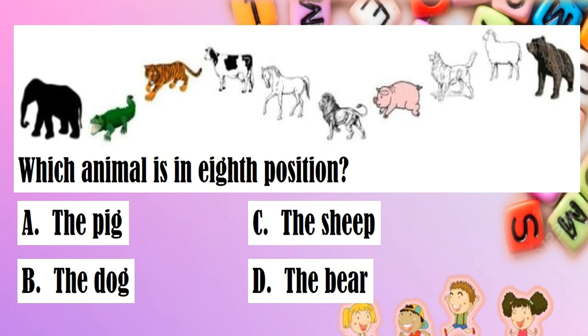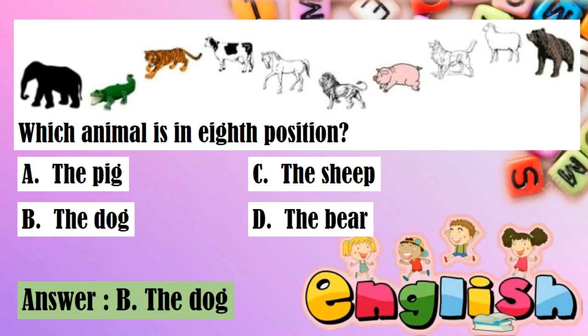Look at some animals, students. And the question is, which animal is in this position? A. The pig, B. The dog, C. The sheep, D. The bear. So, the answer is B. The dog.